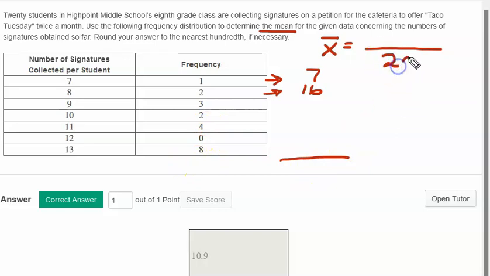So once you develop the expansion of your frequency, get this total divided by 20, comes out to 10.9, rounded to the nearest hundredth. You could have put a 0 there, but it came out, and this will be satisfactory. Now, while we are on this slide, let's do the median.